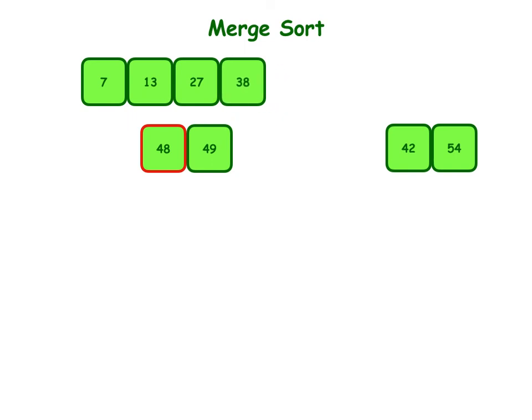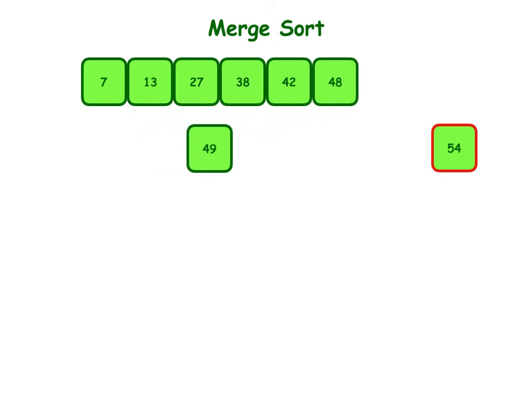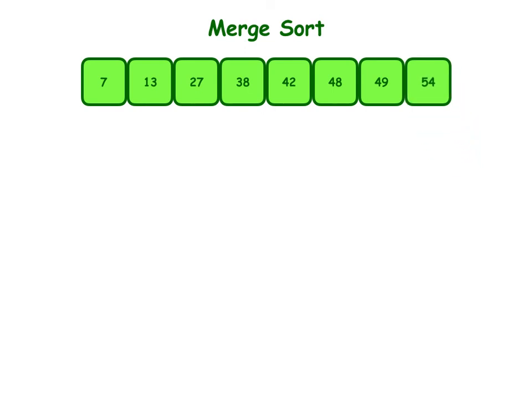38 gets brought up. Now we've got 48 and 42. 42 is the smaller of the two. 42 gets brought up. Next we've got 48 and 54. 48 is smaller. 48 gets brought up. Then we've got 49 and 54. 49 gets brought up. 54 is all we have left. So 54 gets brought up.